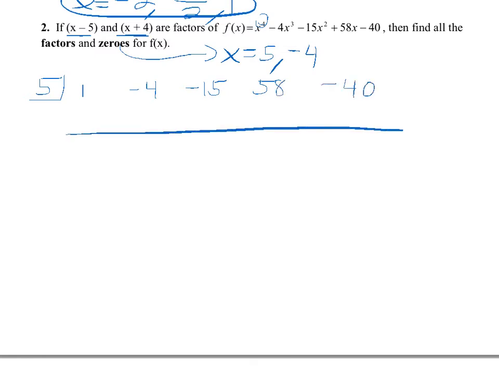All right. So, again, this right here, I should get 0 for my remainder. Okay, let's do it. So I bring down 1. 5 times 1 is 5. -4 plus 5 is 1.